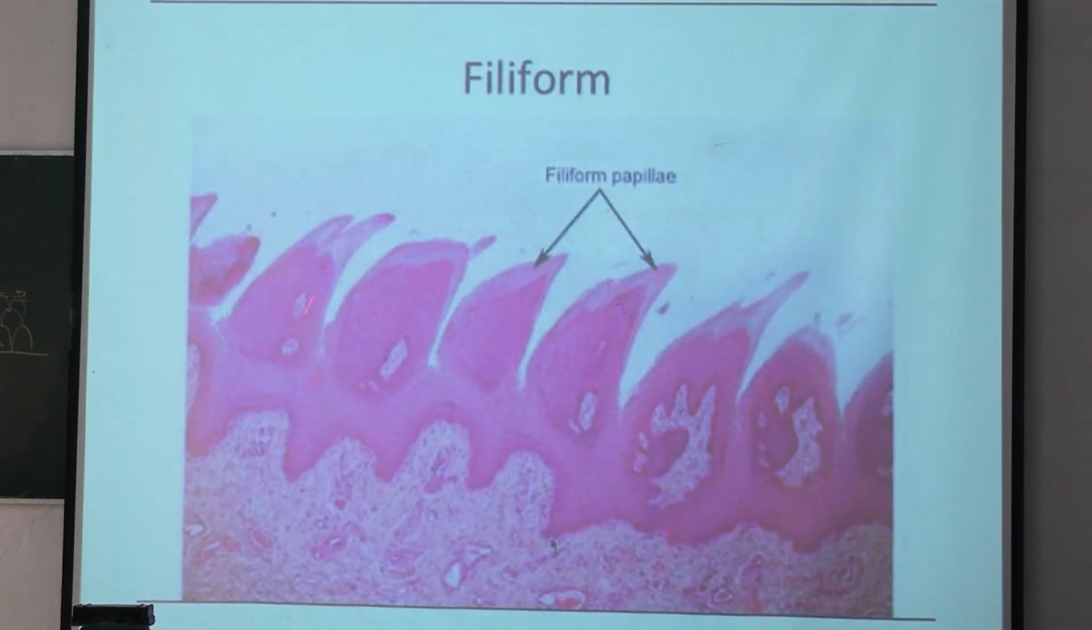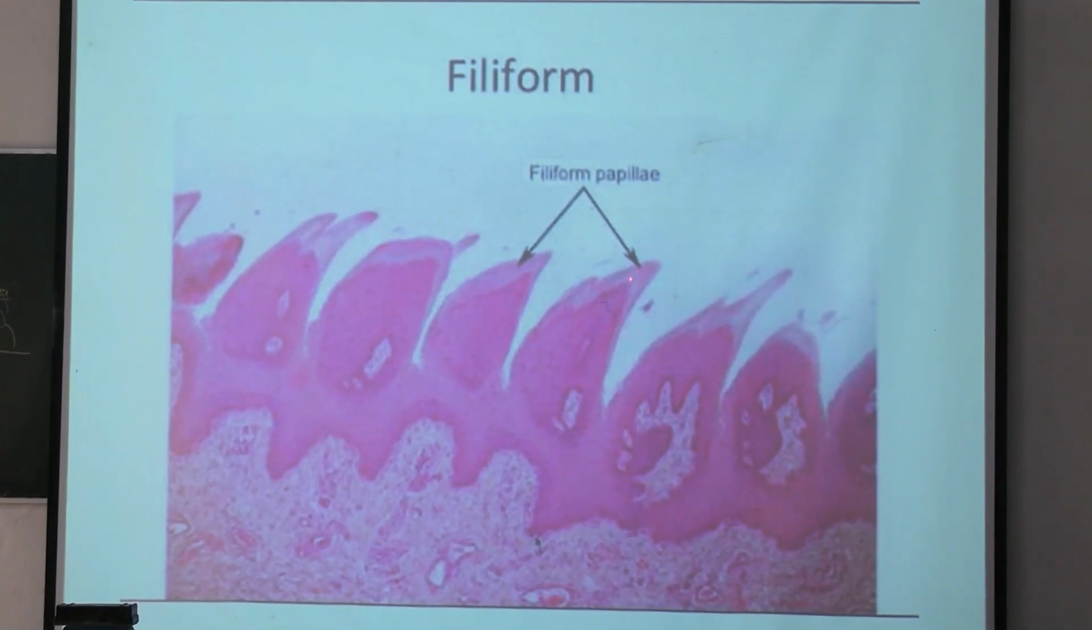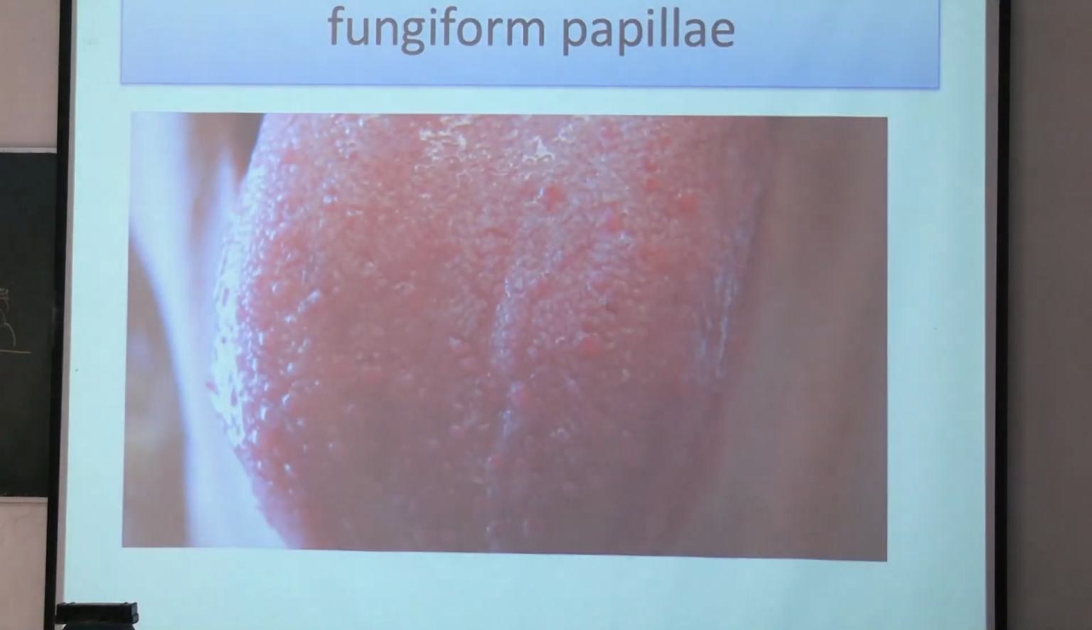And this is the filiform papillae and this is the keratinization. Look at the tip, keratinization, this is the keratinization, this is the keratinization. So this is the filiform papillae. So next is the fungiform papillae.